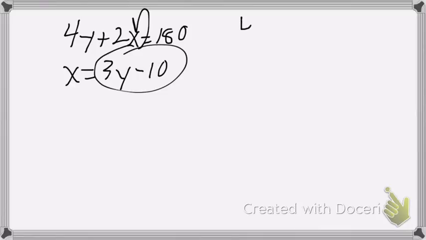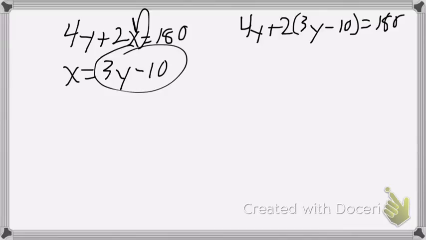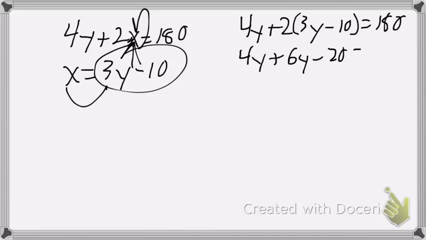Plop being the highly technical mathematic term for it. Some people like to call it substitution. Plop is actually the right way to say it. So there we go, 4y, and then notice that we had an x here, and because x is equal to this, that means we push that x in. That is substitution. So now we get to use good old distribution. We get 6y minus 20 equals 180.